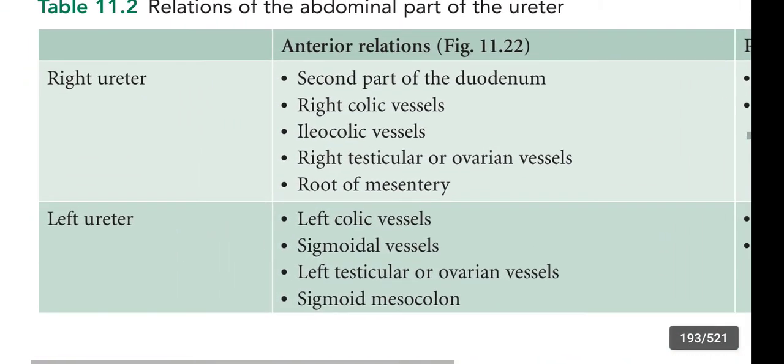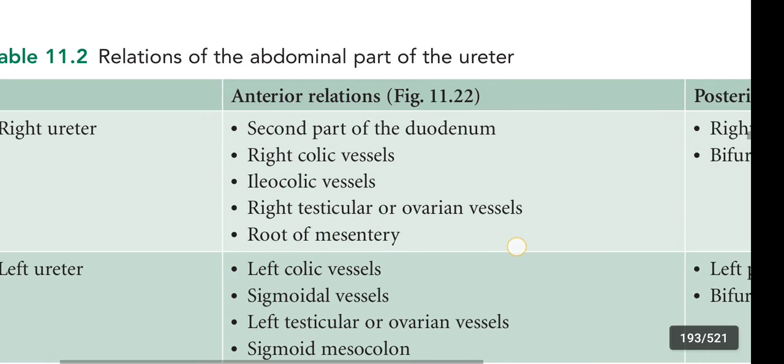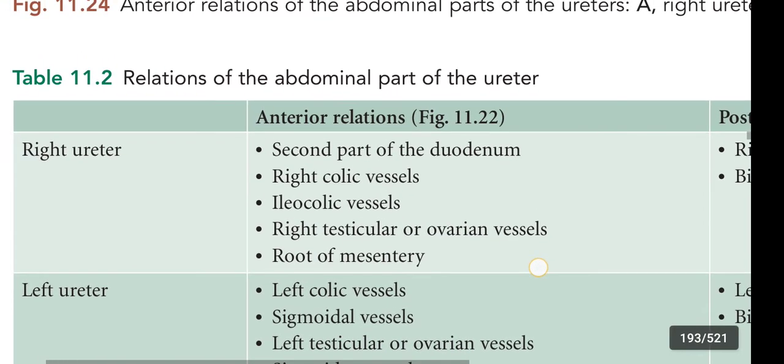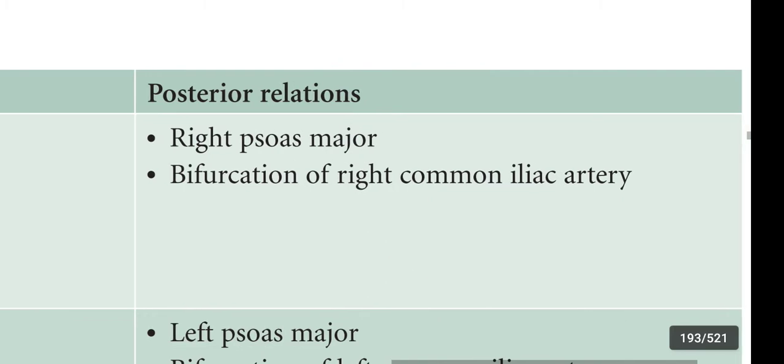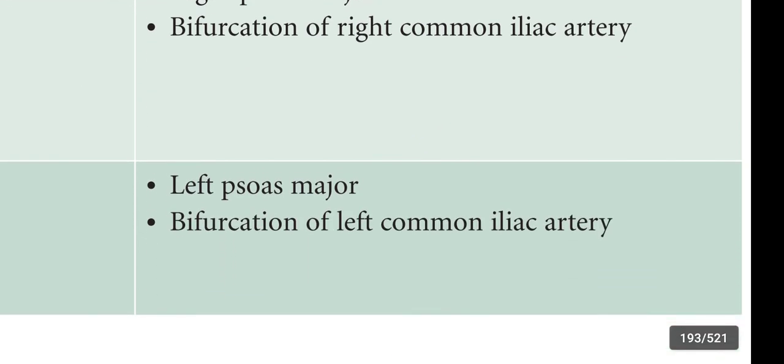Okay, next about posterior relations. First, right ureter posterior relations. The posterior relations of the right ureter are right psoas major and bifurcation of the right common iliac artery. And next, coming to the left ureter, posterior relations of the left ureter are left psoas major and bifurcation of the left common iliac artery.